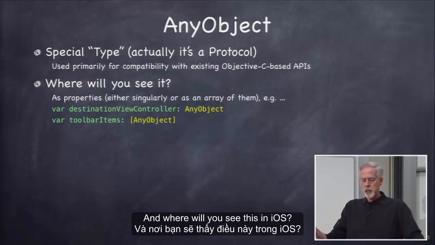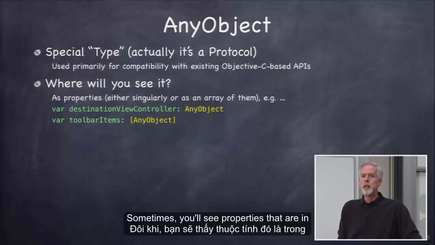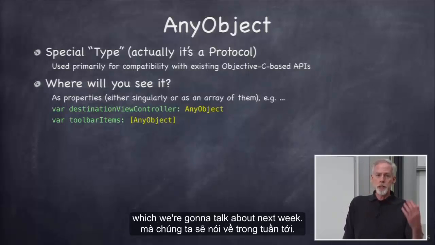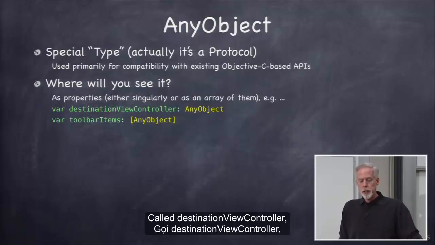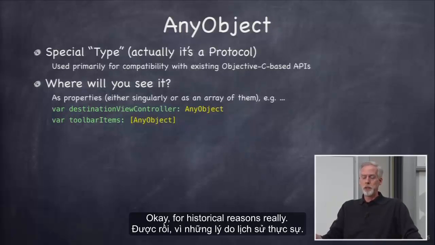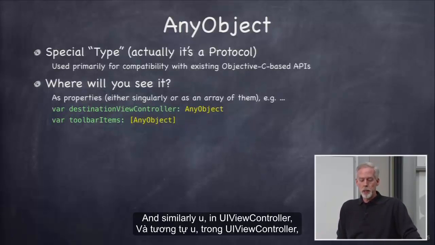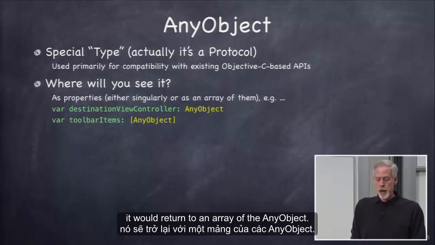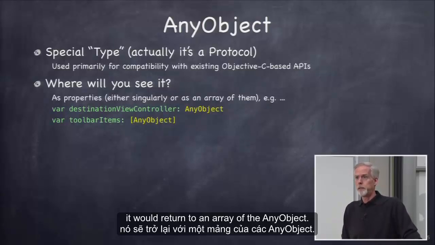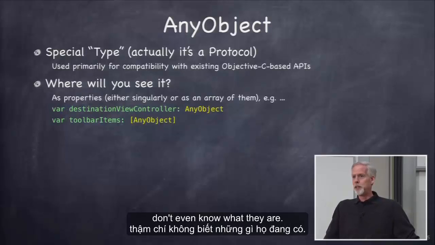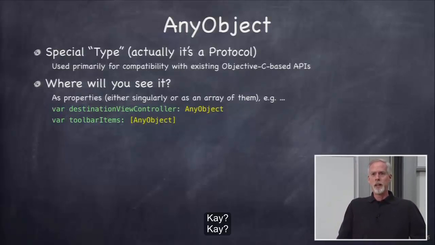And where will you see this in iOS? Sometimes you'll see properties that are AnyObject. There's a property on storyboard segues, which we're going to talk about next week, called destinationViewController, which instead of being a UIViewController is of type AnyObject, for historical reasons, really. Similarly, in UIViewController there's a property called toolbarItems, and it returns an array of AnyObject. So basically these properties are giving you back things you don't even know what they are.